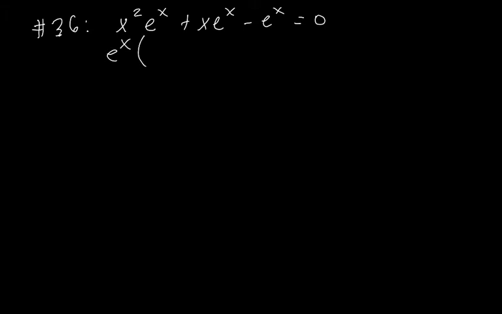Now let's look at one of the quadratic ones that everyone seemed to not like. So number 36, we see that we have x squared e to the x plus x e to the x minus e to the x equals 0. If we're solving this, the first thing I notice is that I have an e to the x, an e to the x, and an e to the x. So I'm just going to go ahead and factor out that exponential and have x squared plus x minus 1 equals 0.